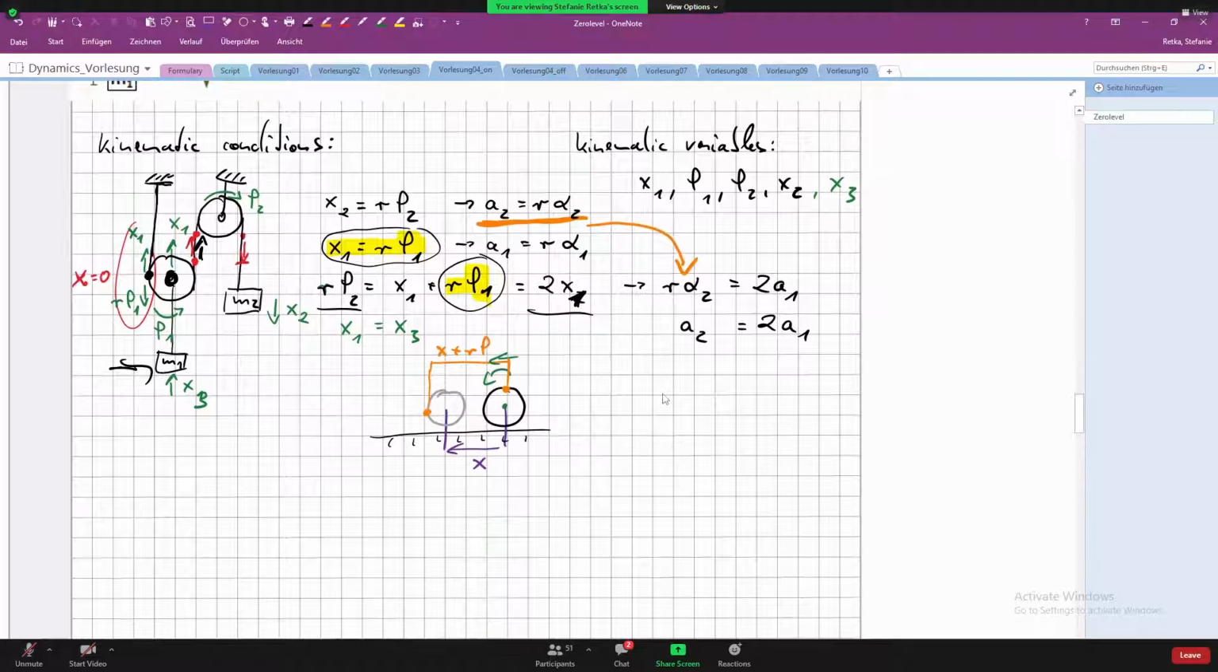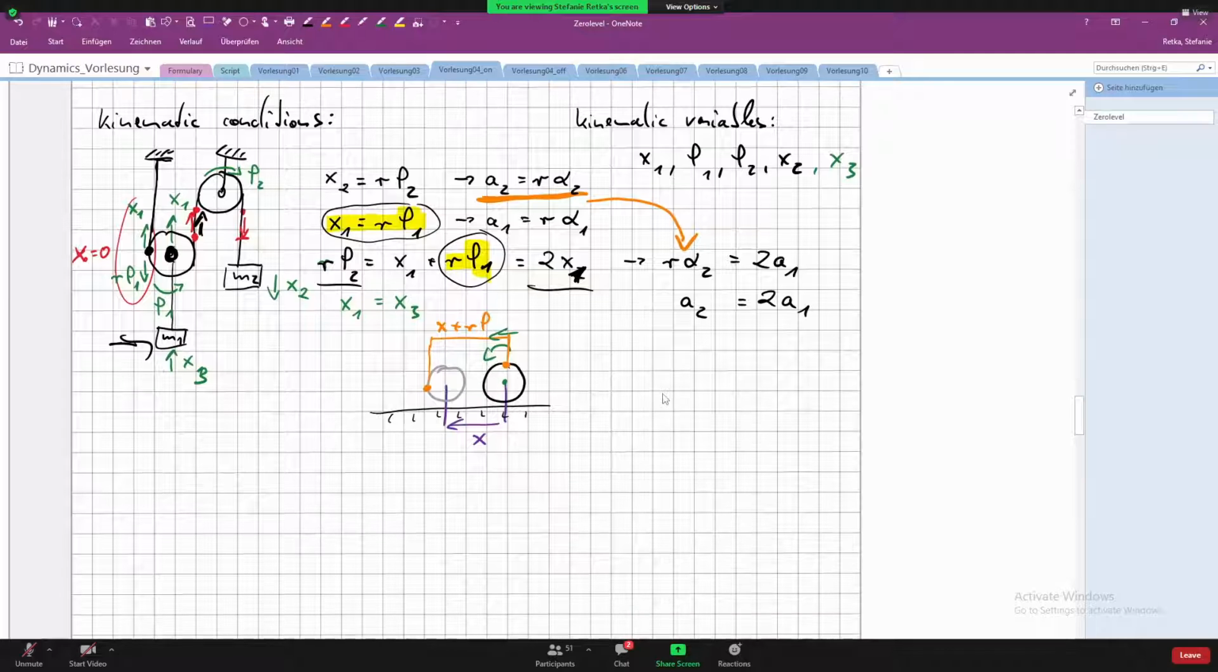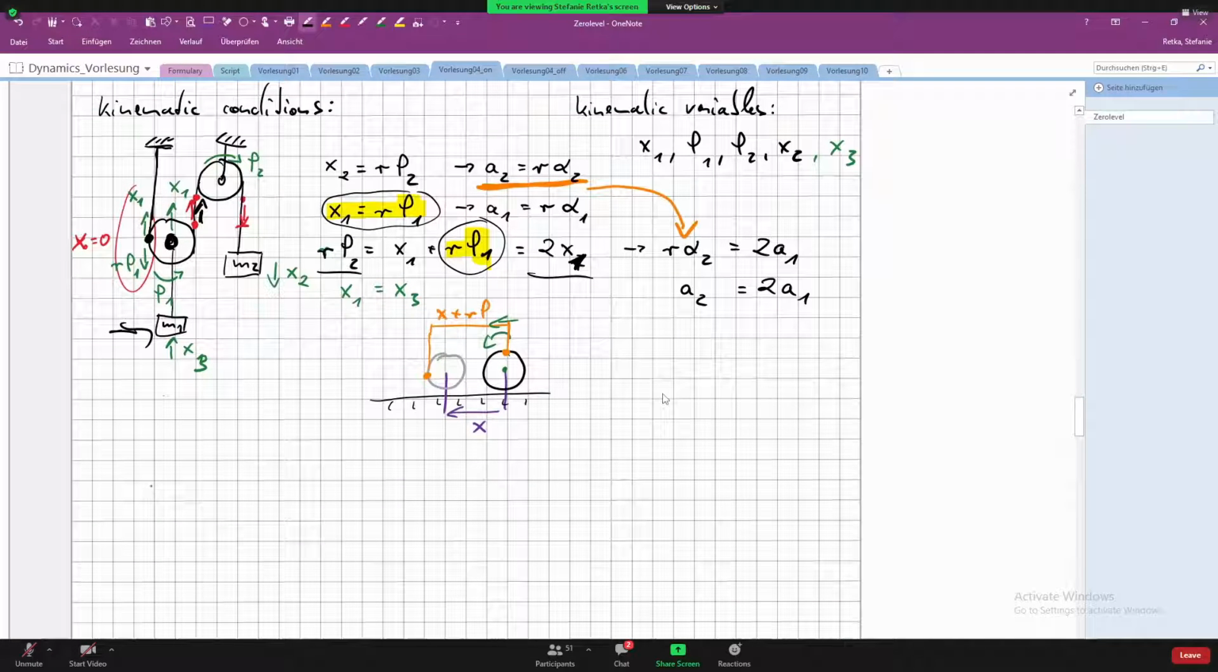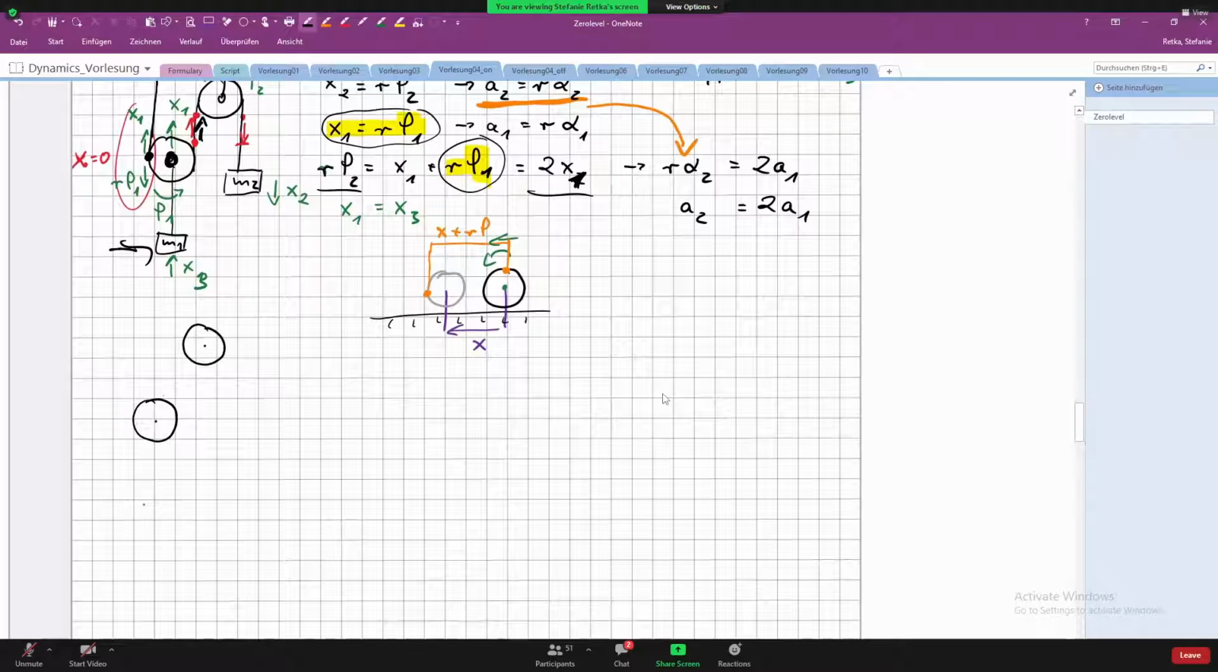Okay. Once we have the kinematic conditions, we can start solving and we can start drawing the free body diagrams. So in this case, we have 4 subsystems, meaning that we can draw a free body diagram for every pulley and for the two masses. Mass 2, mass 1.